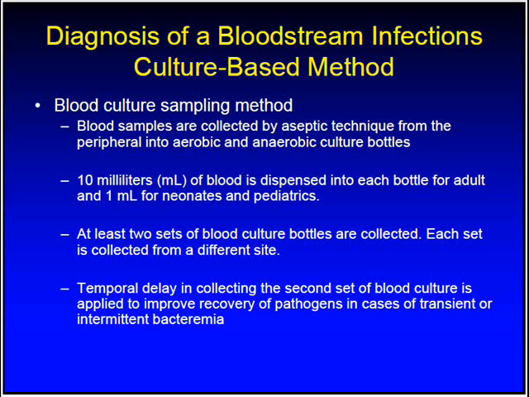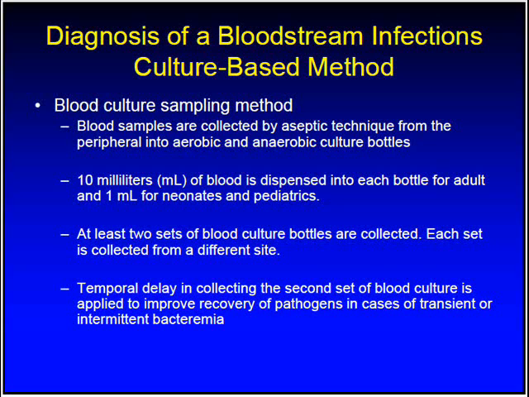The larger volume for adult subjects is needed to improve chance of recovery of the pathogen in circulation given the larger total blood volume of the patient. With pediatrics or neonates, given their smaller total blood volume, they have a greater concentration of organisms per milliliter compared to adults, hence the necessity to collect larger volumes in adults.